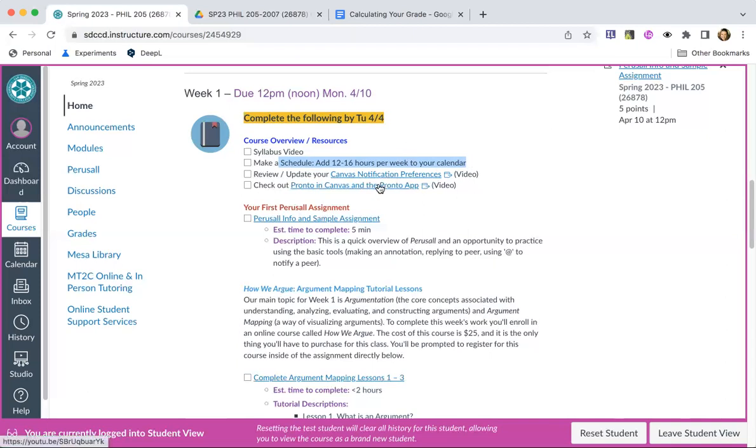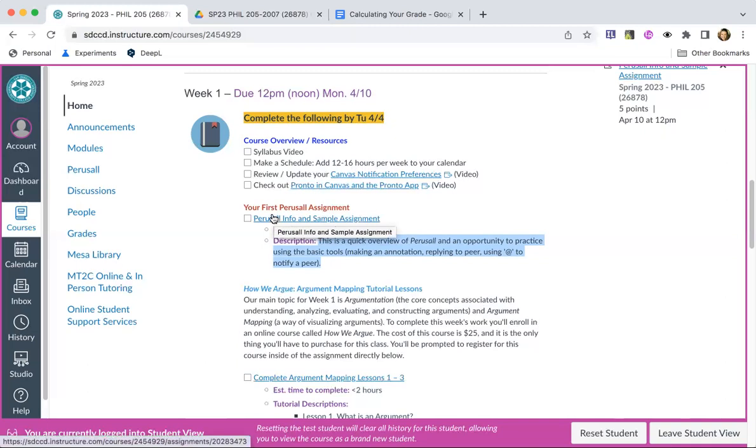Update your notifications and such. This stuff is important. And then, for example, your first assignment. This is the link you will open to get to the assignment. And here's a quick description, like how long to expect it to take and a brief overview of what you're going to do. The actual instructions will be inside the assignment itself.